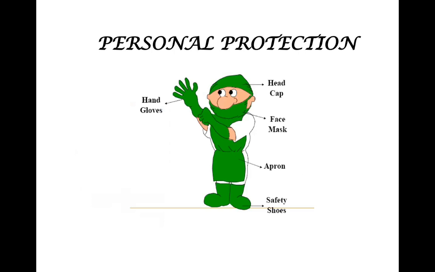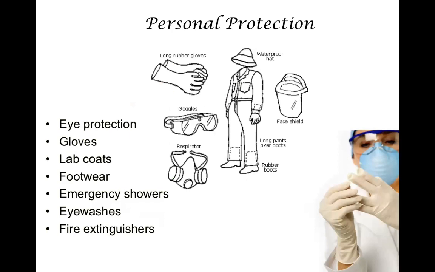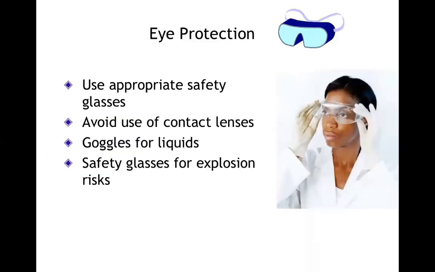After this COVID-19, everybody knows what is the meaning of personal protective equipment. According to the situation, according to the requirement, appropriate personal protective equipment shall be provided to the person working in the laboratory. Eye protection, gloves, lab coat, footwear, emergency showers, eye washes, fire extinguishers. All these things are not personal protective equipment, but these things are for personal protection, like fire extinguisher, eye washes.